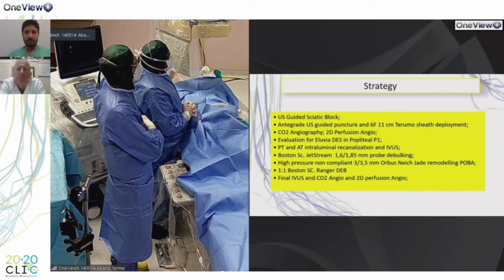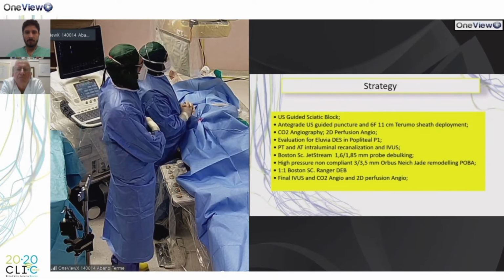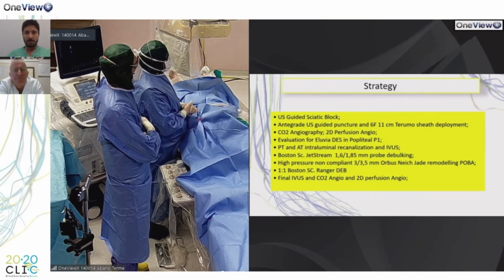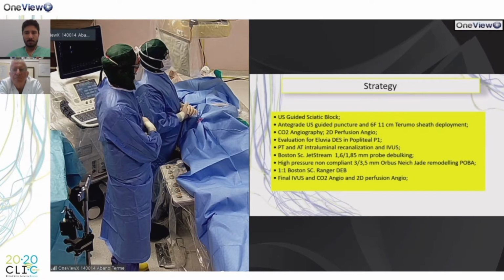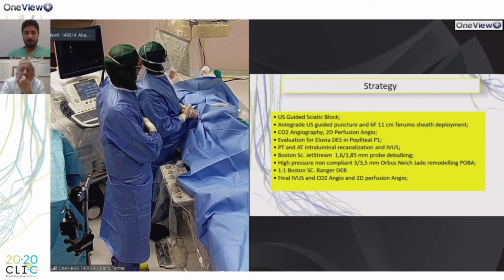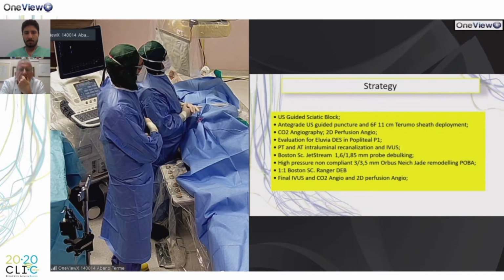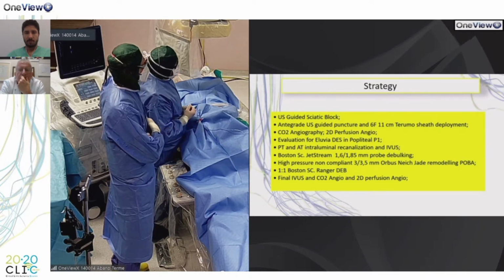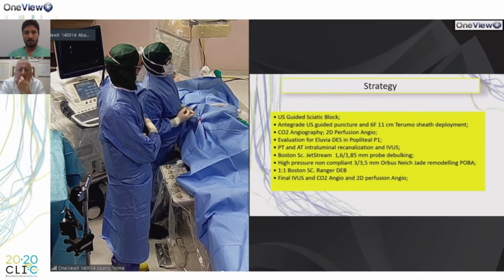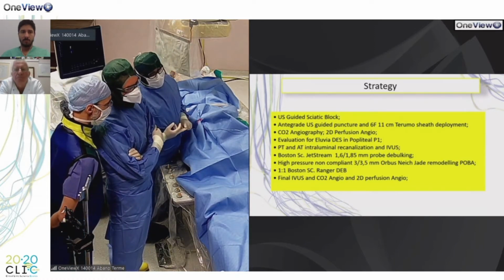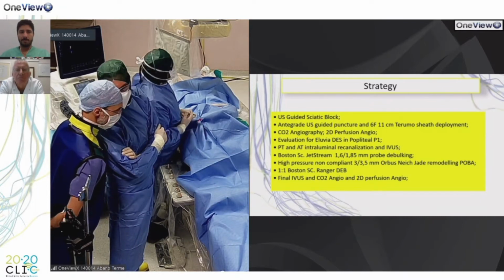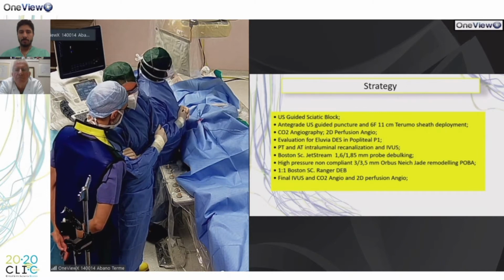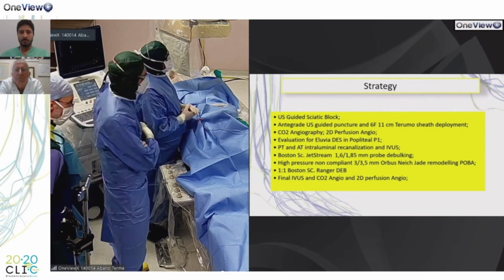Try to recanalize posterior and anterior tibial vessels intraluminally arriving in the foot, and perform an IVUS examination just to understand the situation of the vessel wall, the situation of the plaques, the situation and amount of calcium in the vessel, and decide the correct size of the balloon.